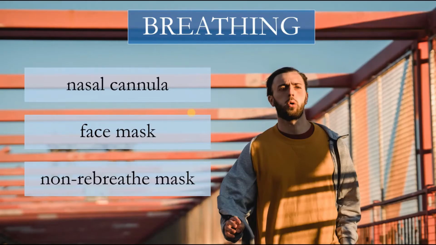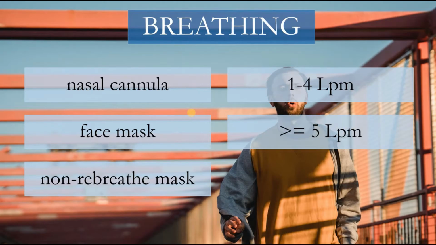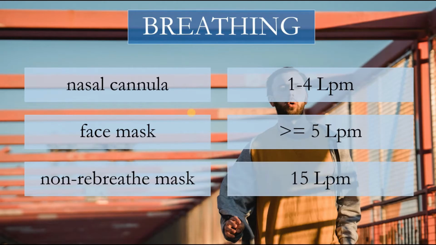For your nasal cannula, face mask, and non-rebreathe mask, the following are the amount of oxygen that we can put to your patient. For nasal cannulas, we can put from 1 to 4 liters per minute. For the face mask, it's from 5 liters per minute. And then for your non-rebreathe mask, it's 15 liters per minute at most.